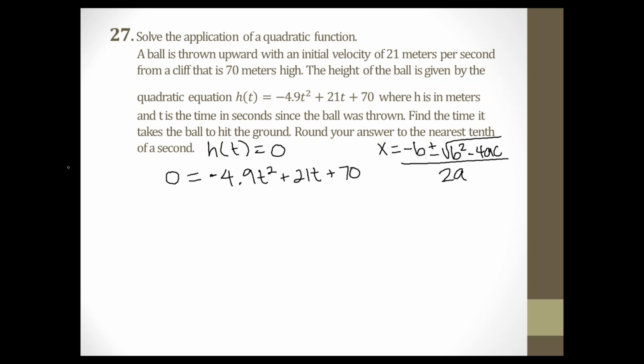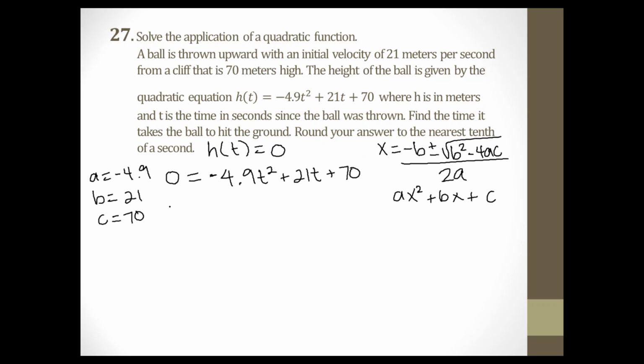Okay, so let's identify the coefficients. a equals negative 4.9, and remember we're getting it from ax squared plus bx plus c. That's our standard form. So a equals negative 4.9, b equals 21, and c equals 70. The 21 and the 70 is information that was used to create your equation, but you're not having to use it other than the way it's already in the equation. So that's a little tidbit there.